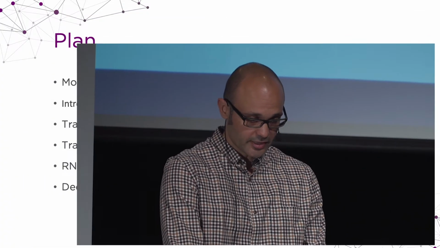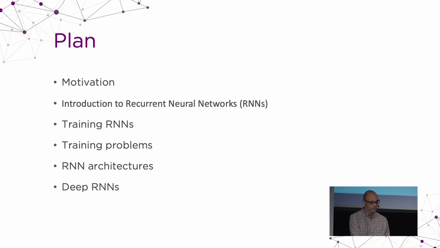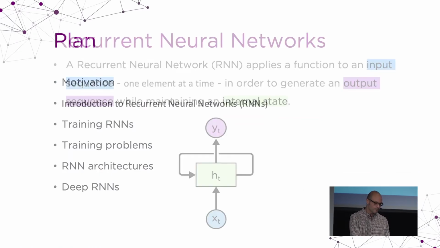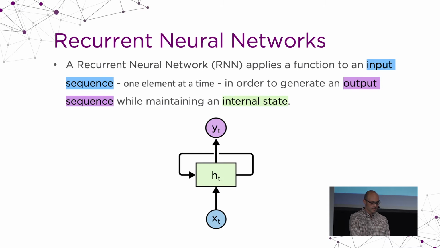Okay, so at this point we are ready to introduce RNNs. And I will start with the definition. So the RNN applies a function to an input sequence to generate an output sequence. But the interesting part is what comes after. It does that by working on the elements one at a time. So it doesn't work on the full sequence altogether. It goes over the elements in the sequence one at a time, following the order. And that's the first interesting point.